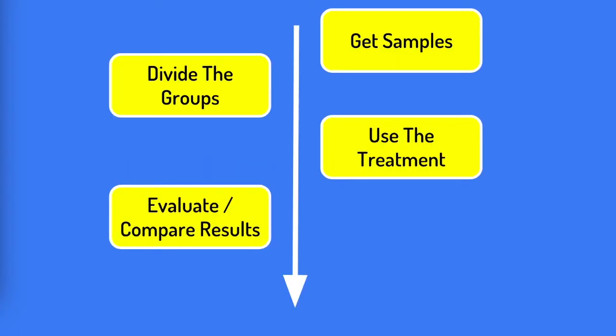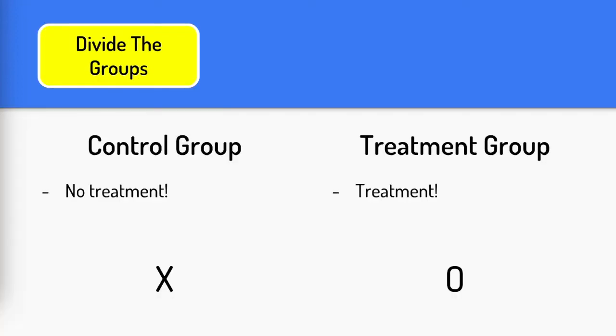Hello guys, last time we were exploring surveys and experiments, and we ended up not finishing the experiment part, and today we're going to do the rest of it. So we said that in an experiment, first you gather samples and then you divide the groups. Next you use the treatment. Lastly you evaluate and compare the results, and that's the procedure of the experiment.